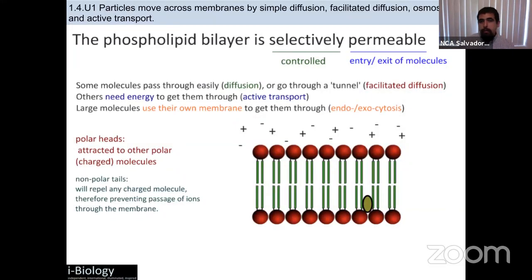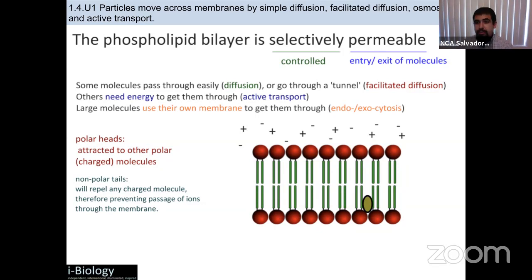So when we talk about the phospholipid bilayer, which is what you guys have created different models of, we know that the bilayer is semi-permeable, okay? Meaning it's selectively permeable in a way that it allows certain molecules in and not others, okay? So selectively pretty much means, hey, I'm going to pick and choose, while permeable means that it allows entry and exit of molecules, okay? Some molecules can pass easily through what we call diffusion.